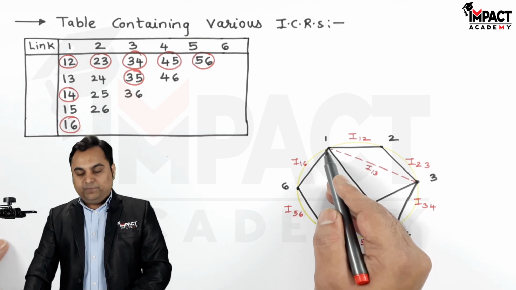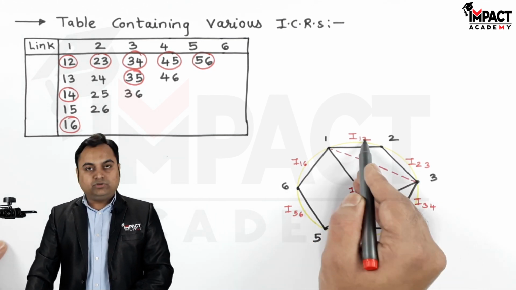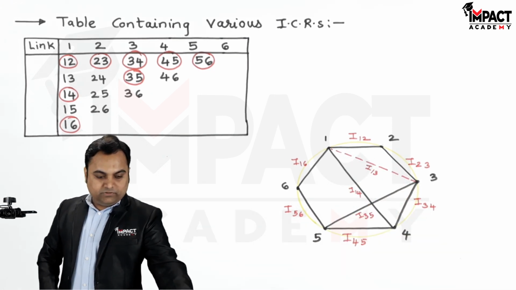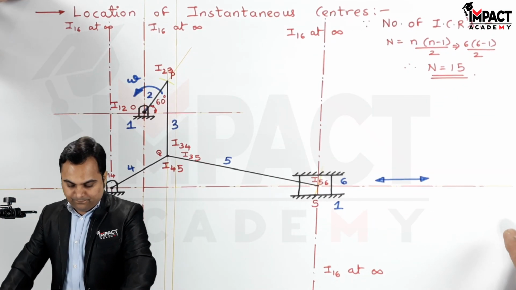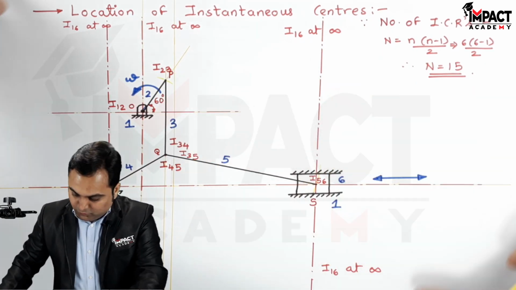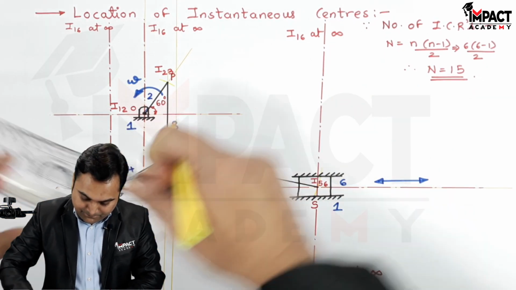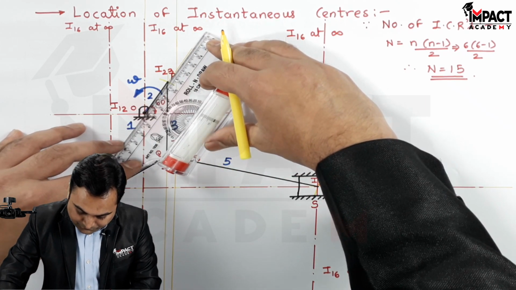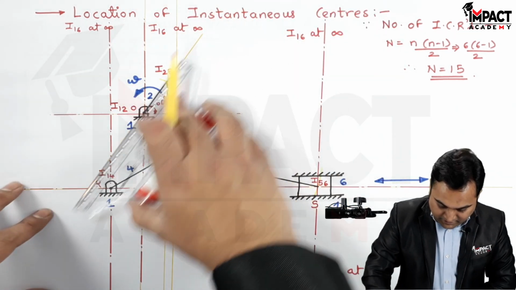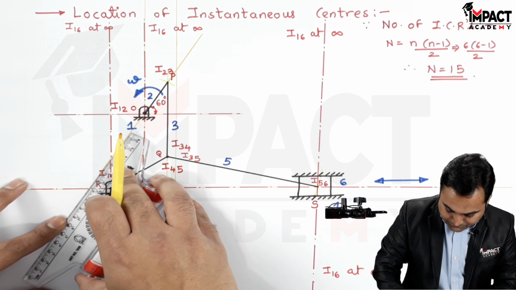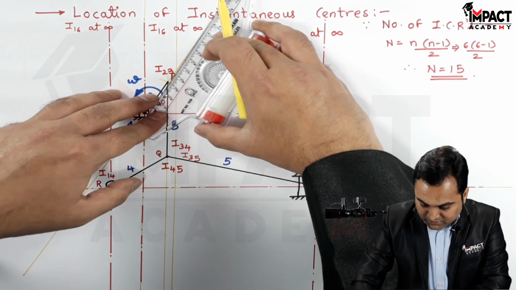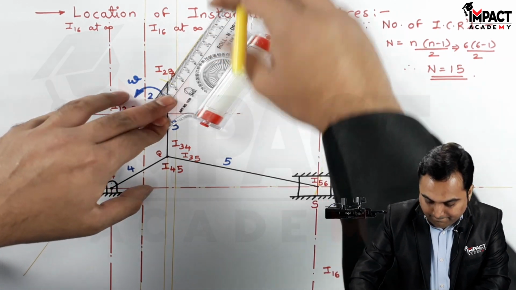So when I project 1 2 and 2 3, that is I12 and I23, I would be getting a line. So here in the diagram, I am just projecting a light line connecting I12 and I23, extending it. We never know where the ICR is going to cut this line, so just project it light.